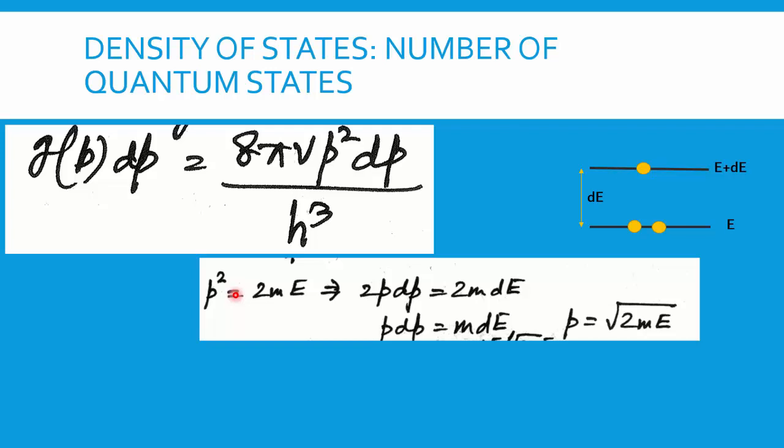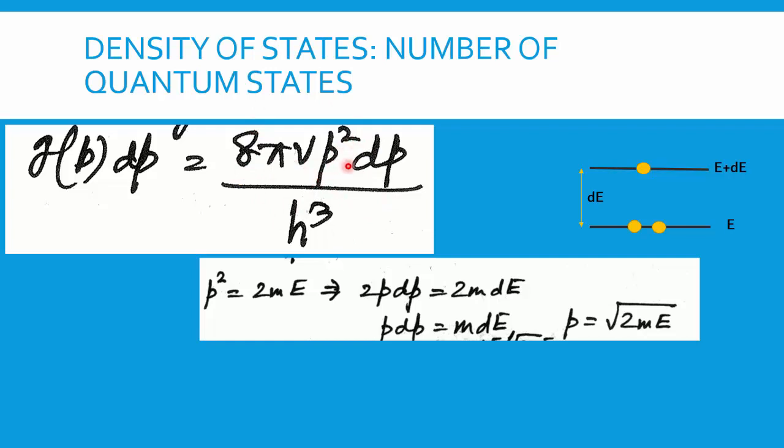So why am I thinking in this way? Because I want to transform this function to energy, so I need a relation between momentum and energy. So I have p square is equal to 2mE. What I will do is differentiate both sides. So I will write 2p dp is equal to 2m dE. The mass of the particle is a constant, so it is not differentiated. Then I cancel the 2 and I get p dp is equal to m dE. Right? Now I will take it to the right hand side. 8 pi V, they are constants, they will remain like that.